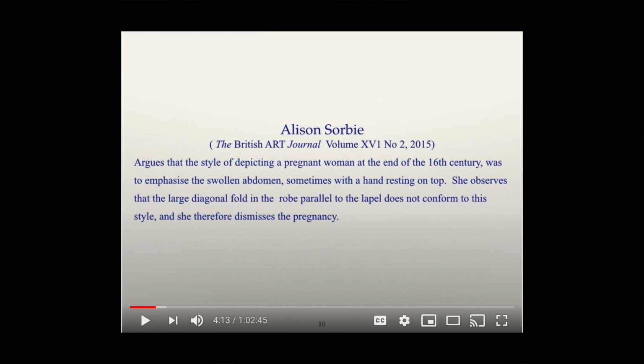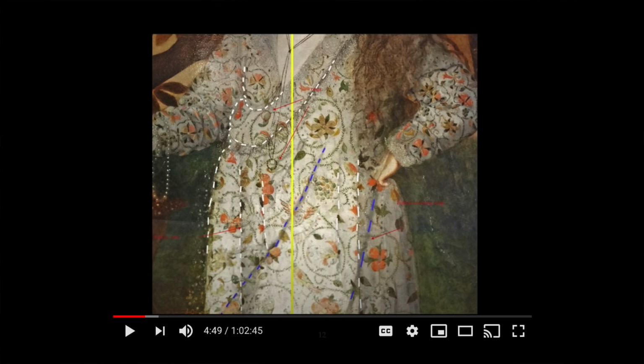To counter Sorby's claims, David Shakespeare uses some of those techniques that I mentioned at the top of this video. To aid his argument, David Shakespeare has overlaid a series of lines onto the portrait. With the yellow, he is showing us the centre line. In the white, he is showing us, he claims, the outline and lines of the embroidered or painted garment. The blue lines show those folds described by Alison Sorby, which Shakespeare asserts are in fact not from the garment, but from its overlying wrap.